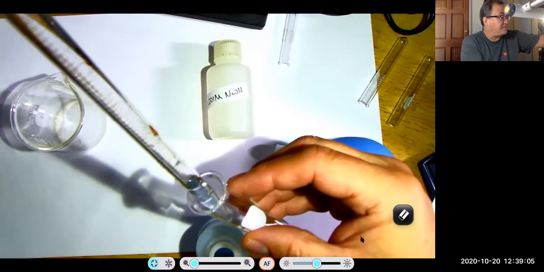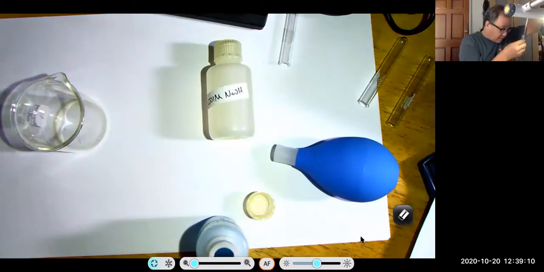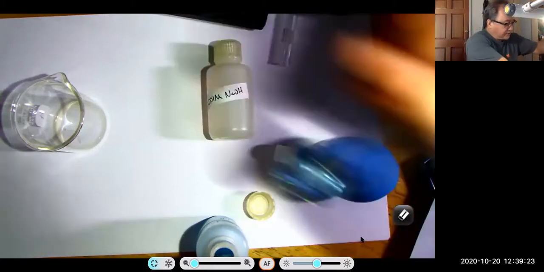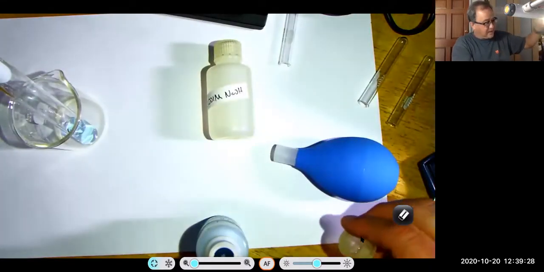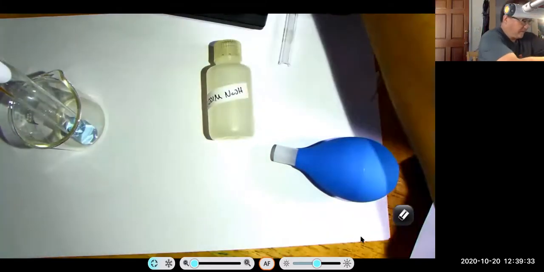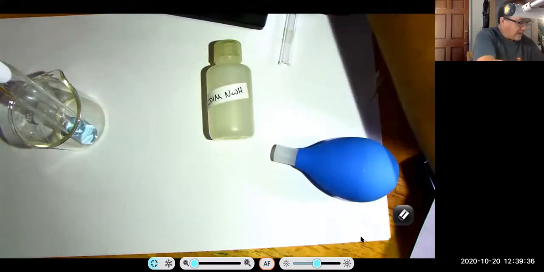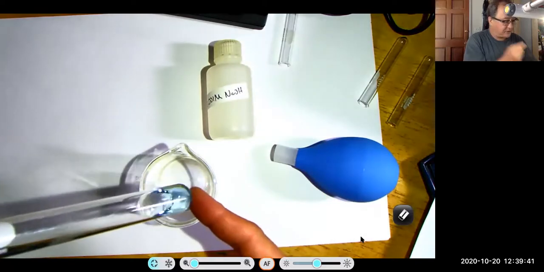Okay, there we go. And I'll let the rest of the solution, actually it's not quite there. There we go. Okay, so I'm going to put the rest of the solution back. And I'm going to close the solution. And here I have 3 milliliters of the blue solution.